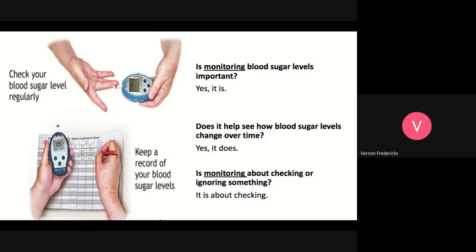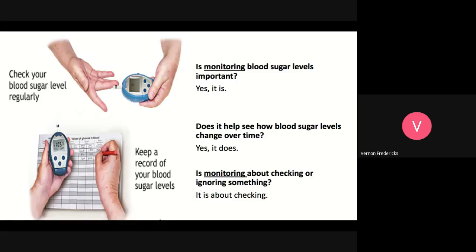And in picture number two, they are writing it down. So maybe every day after breakfast, every day after lunch, every day after dinner, they write down what their blood sugar level is, to make sure that the diabetes is not high or very low. Okay, so monitoring means to check if everything is okay and to keep a record of things.